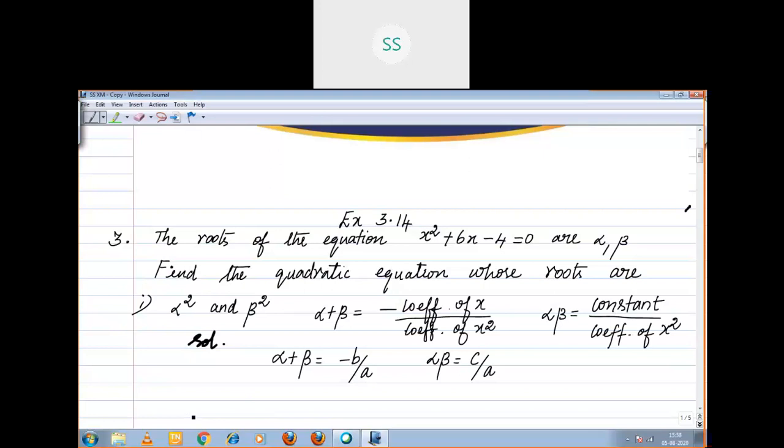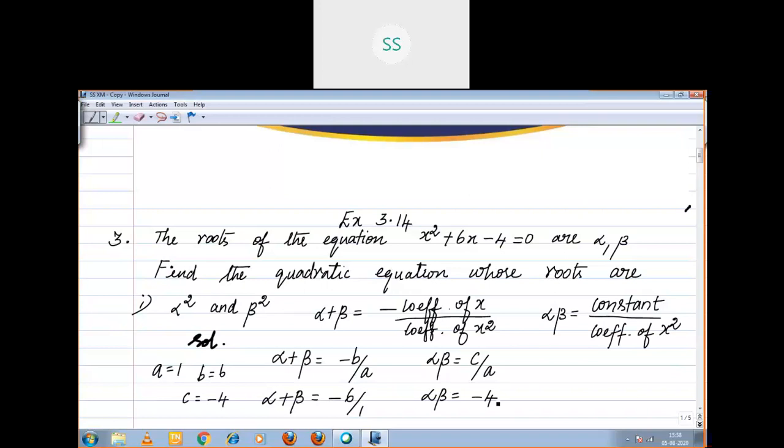What is the coefficient of x here from the given equation? Anyone? Yeah, very good. Alpha plus beta equal to minus 6 by 1. What is a here? 1. What is b? 6. What is your c? Minus 4. If you want, you write it here: a equal to 1, b equal to 6, c equal to minus 4. Right? Now, what is alpha beta? Alpha beta equal to minus 4.